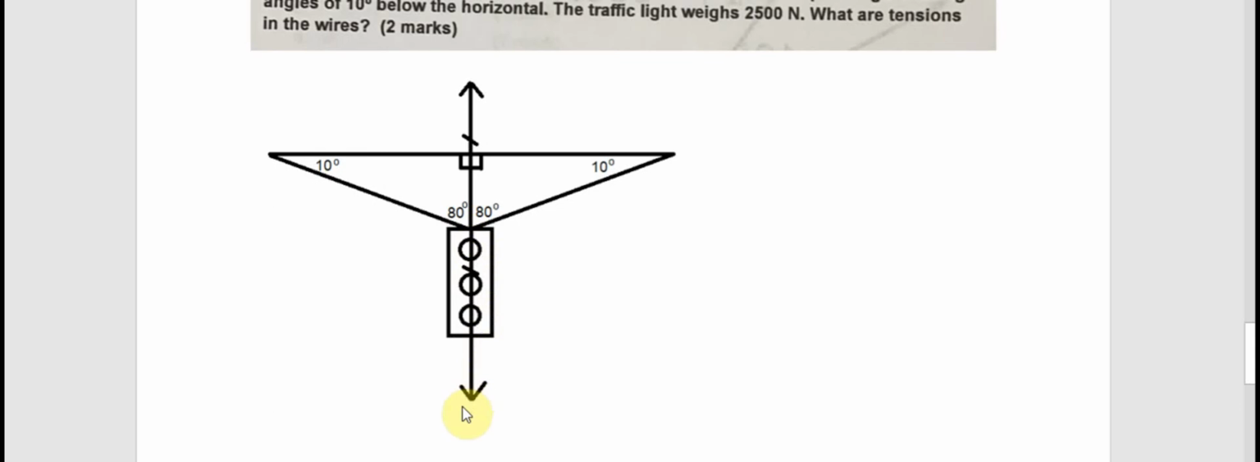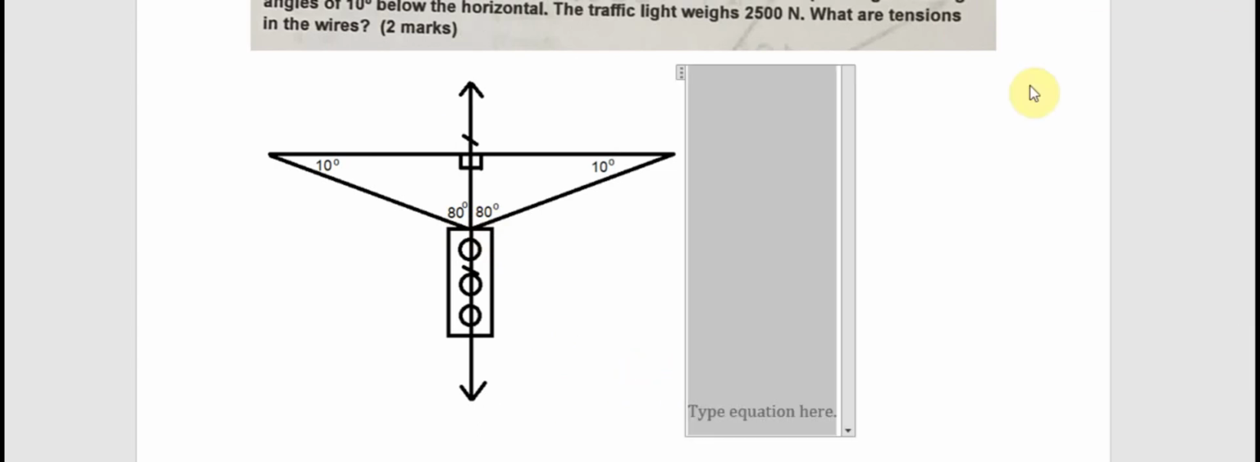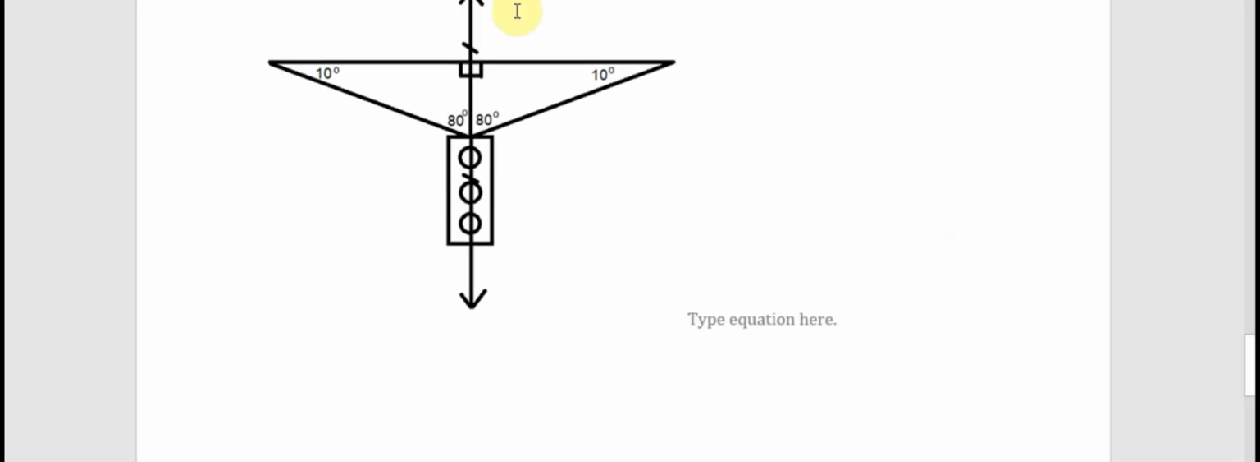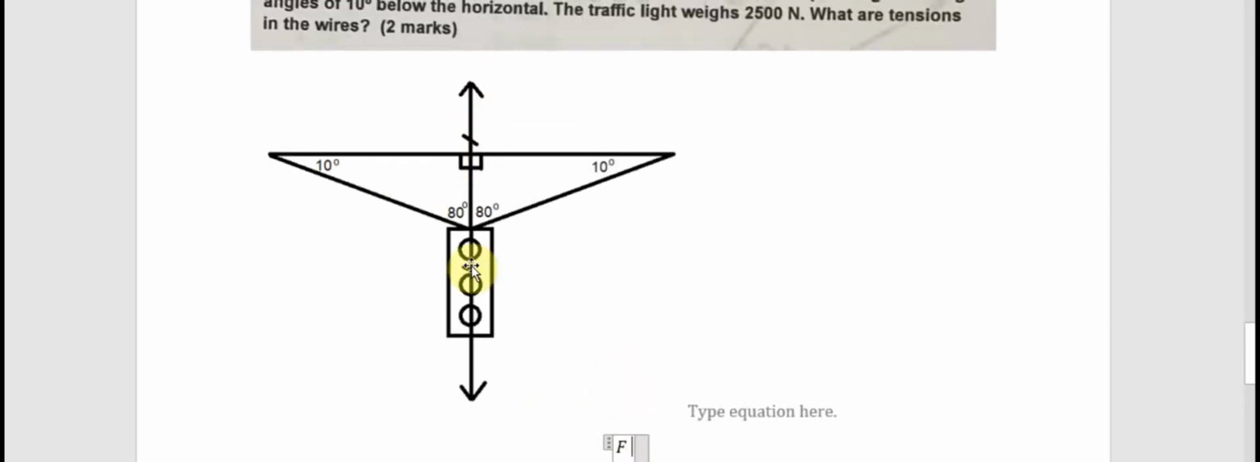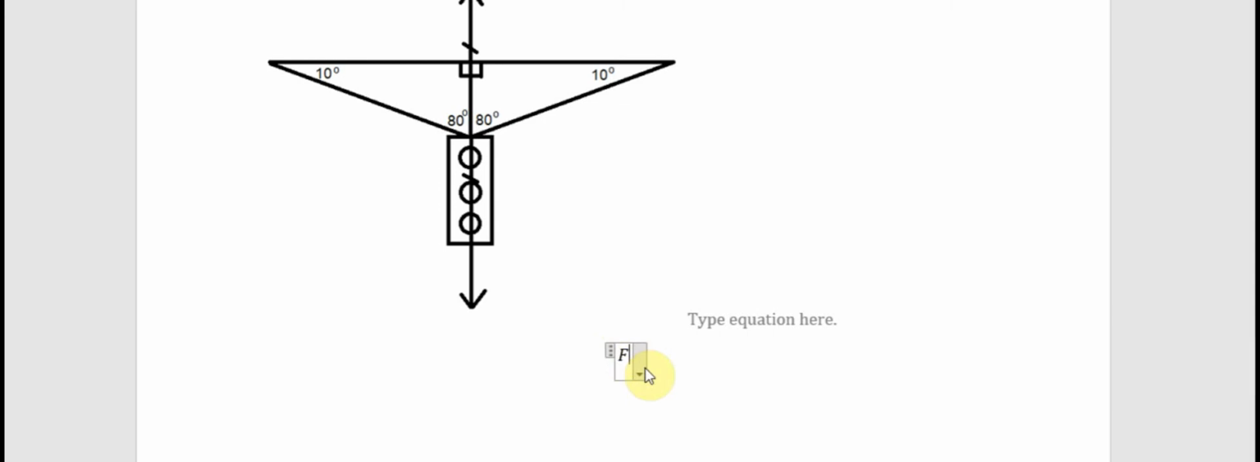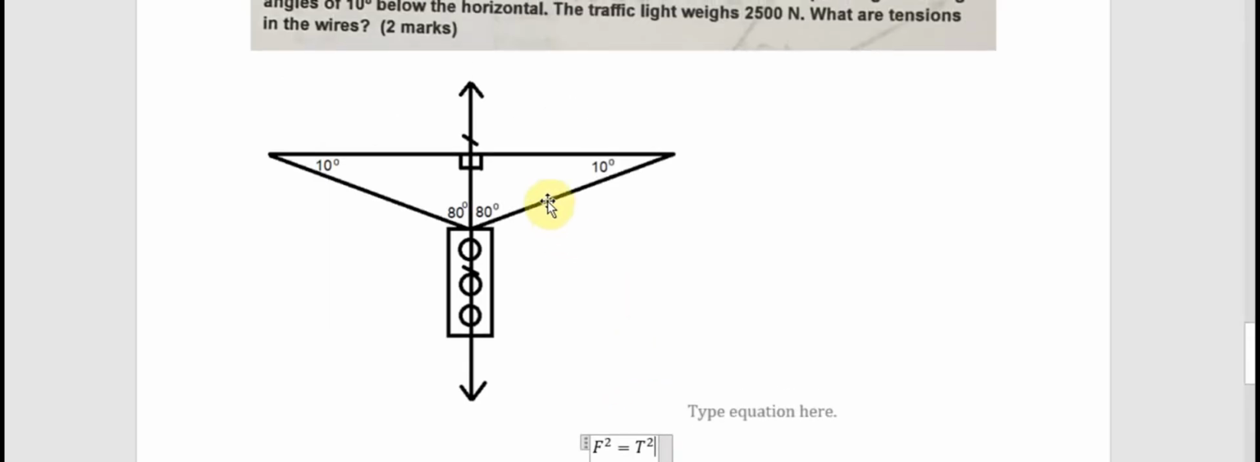We have the weight going down, but we have two wires connected to the traffic light, so we have the opposite force. This is about 2,500 newtons on the opposite side of the gravitational force from the traffic light, so that we will have the formula. We have the force that is opposite to the force of the traffic light. We call it F. T is the tension of the wire here.